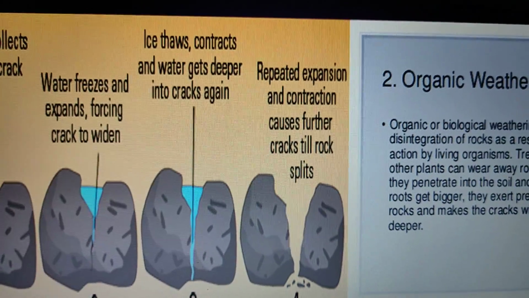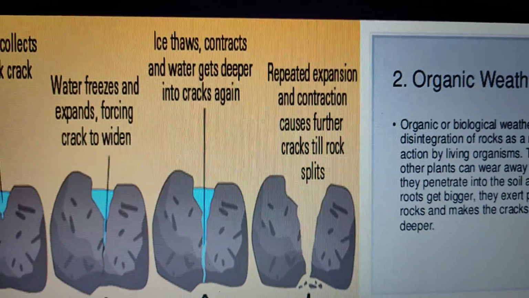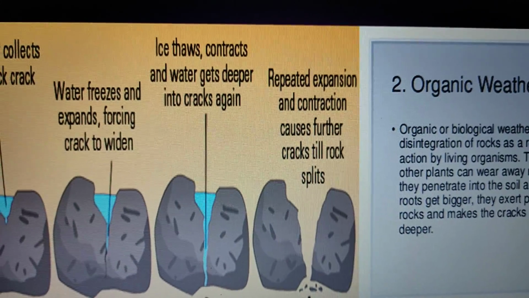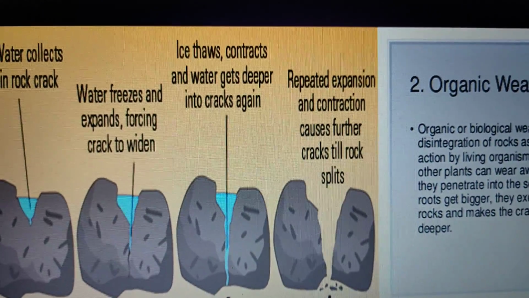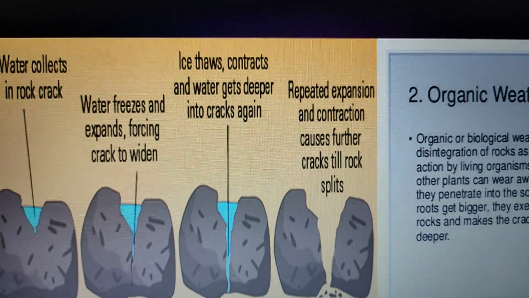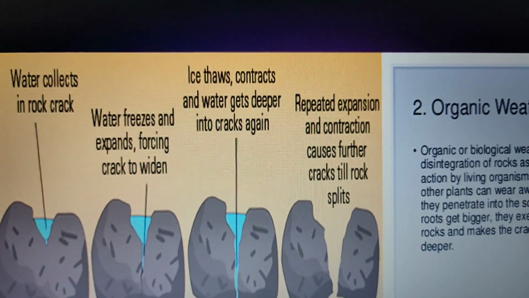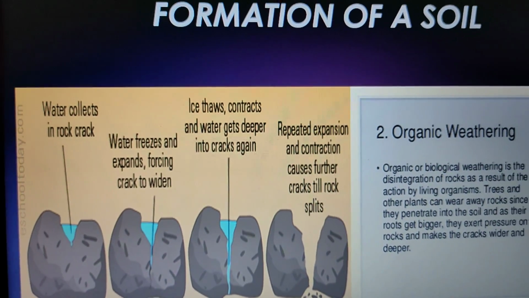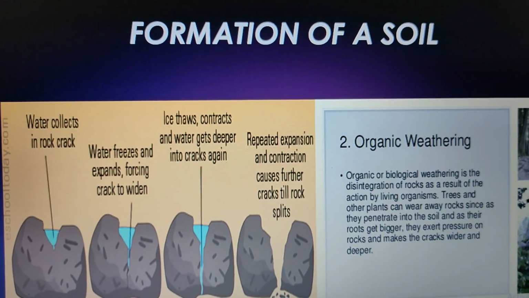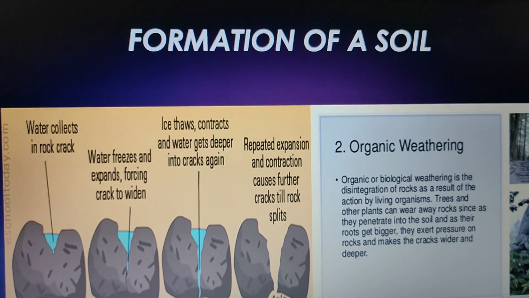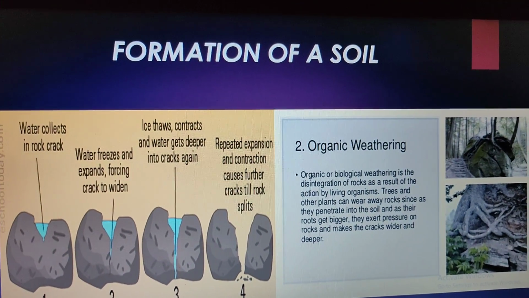And over a course, when it is carried by the flow of water, by rivers from the mountains to the plains, these rocks keep on splitting and getting finer, and they form a grainy substance which is known as soil. They convert into fine grainy substance called soil. So this is how soil is formed.